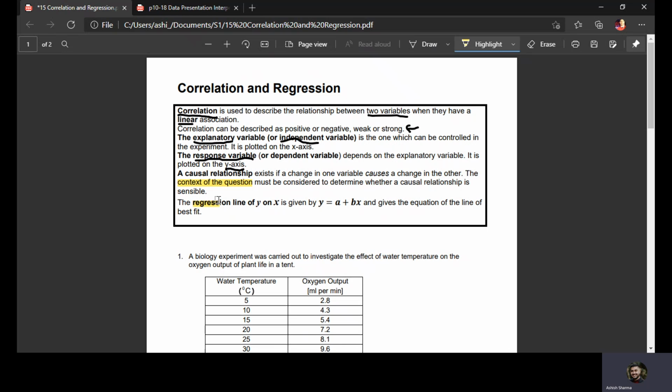Now, the regression line, this is a concept or term which is probably new to you. The regression line of y on x is given by y equals a plus bx and gives the equation of the line of best fit. So at GCSE, when your teachers explain to you, okay, draw a scatter graph and draw a line of best fit that cuts as many points as possible, then that was called line of best fit. At A level, we call that the regression line. And it's given obviously in a straight line form, a plus bx, b is the gradient, a is the y-intercept.